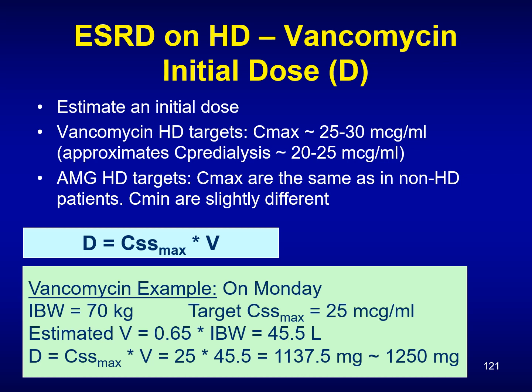So an example, on Monday, for a patient who is ideal body weight 70 kg, targeting a Cmax of 25, the estimated V will be 0.65 times ideal body weight, equal to 45.5 liters. Dose will be equal to the desired Cmax times this V, which is 25 times 45.5. This gives us a rounded dose of 1250 milligrams to give the patient as an initial vancomycin dose.